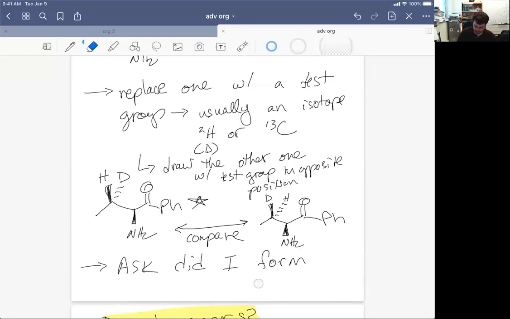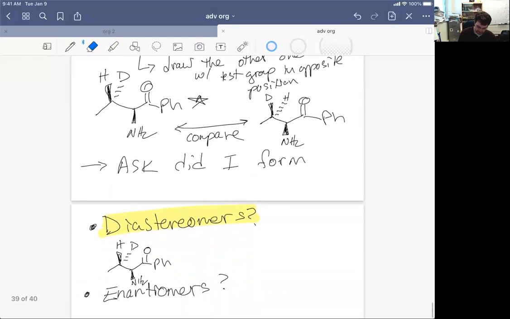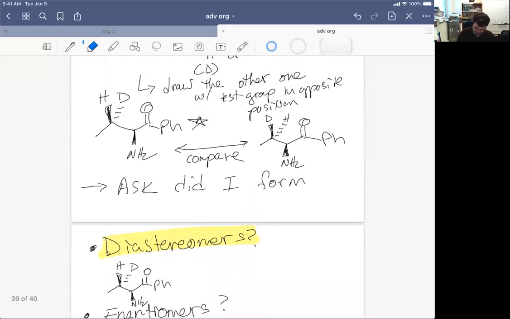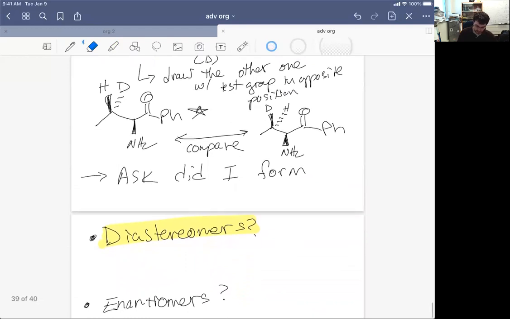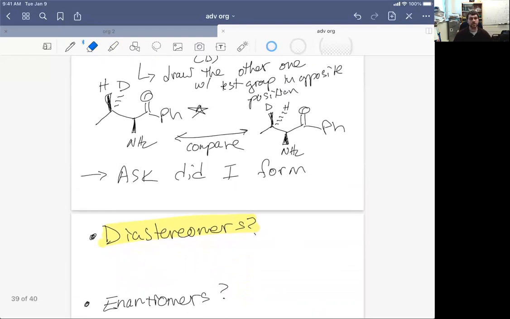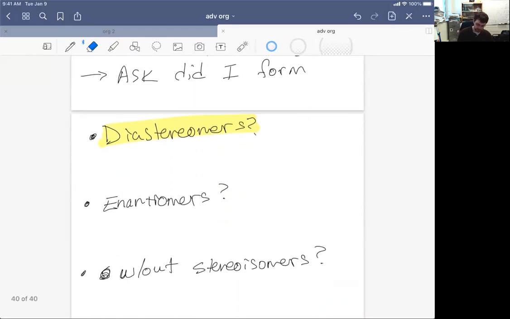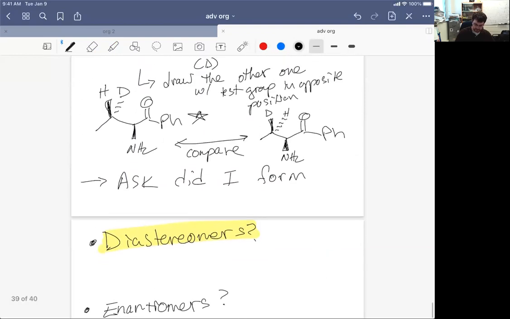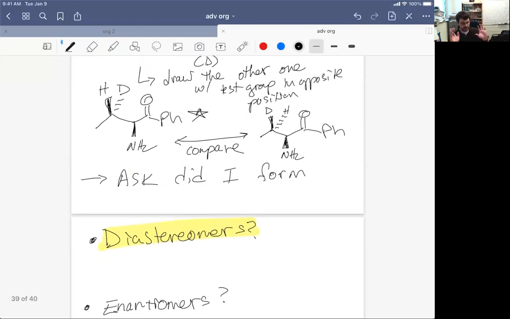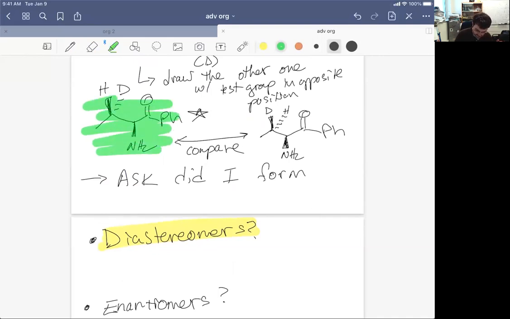Now what I want to do is compare and ask, did I form something with diastereomers, enantiomers, or a molecule without stereoisomers? Let's call that the same outcome. I can't believe I missed this all these years. Oh my gosh, this works so much better. Okay, let's get this back up in front of us. What did we form? Compare these two molecules that I'll highlight in green. I'm so excited about this now.